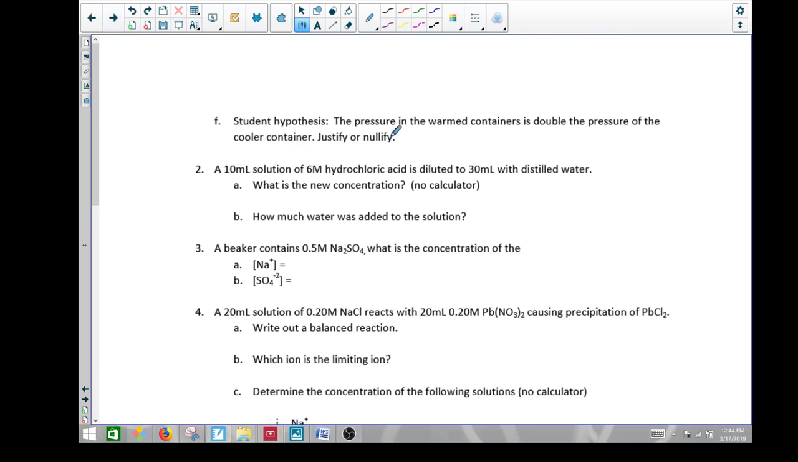All right, student hypothesis: the pressure in the warm container is double the pressure in the cooler container. Justify or nullify. Now, we are going from 25 degrees Celsius to 50 degrees Celsius. Now, I did mention that P1V1 over T1 equals P2V2 over T2. And then if you double your temperature, you will double your pressure. But we're not actually doubling our temperature. This is 298 Kelvin, so this is a very common question. 273 plus 50 is 323. All right, so in this case, 323.